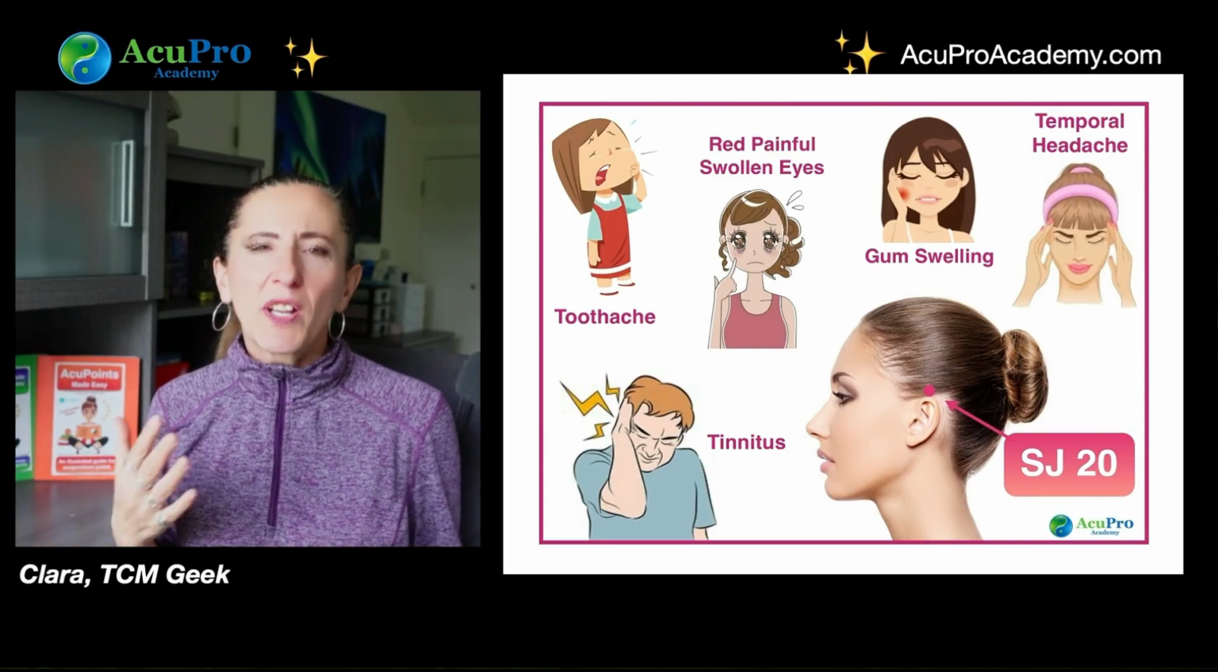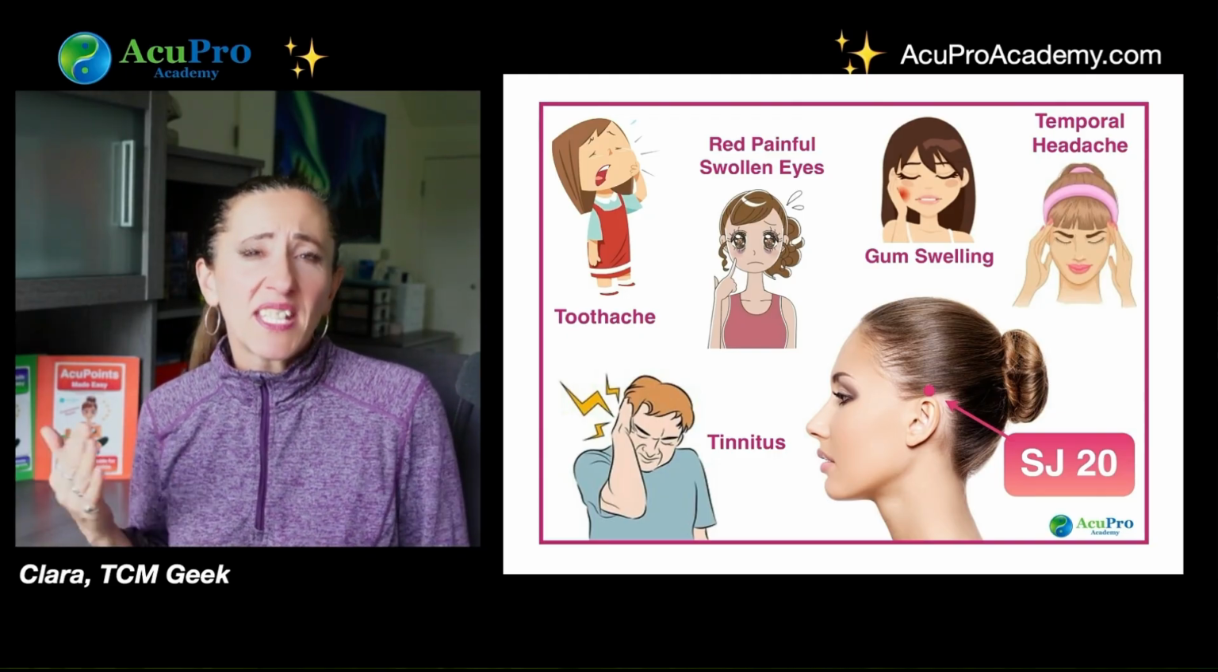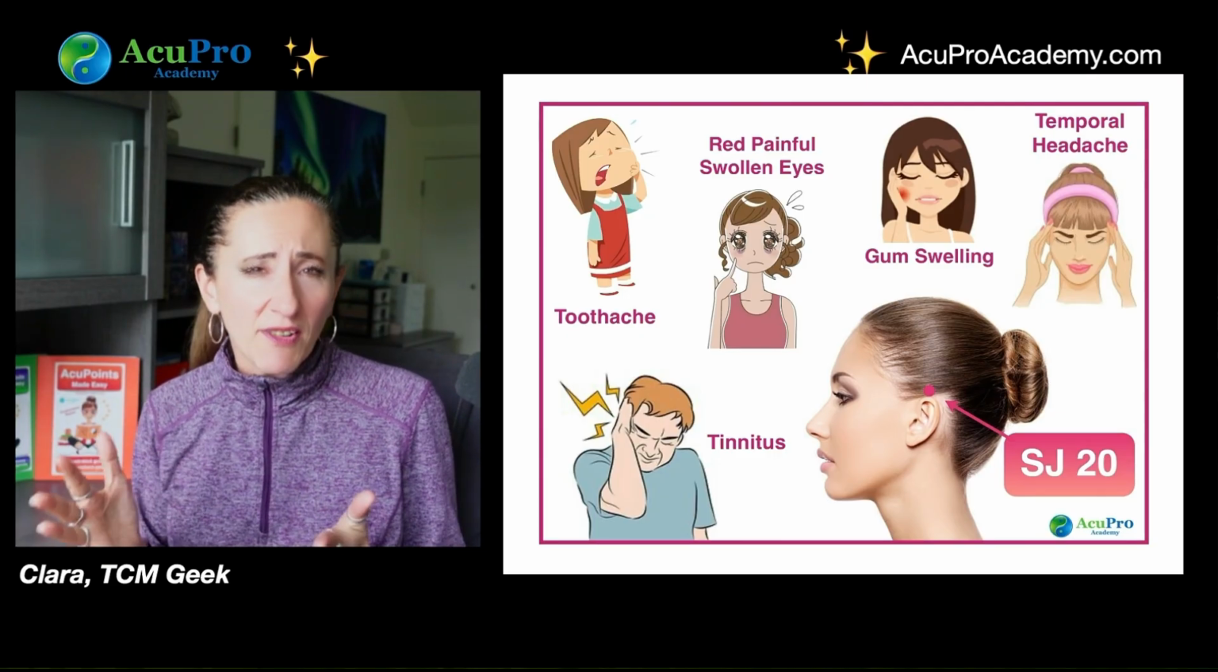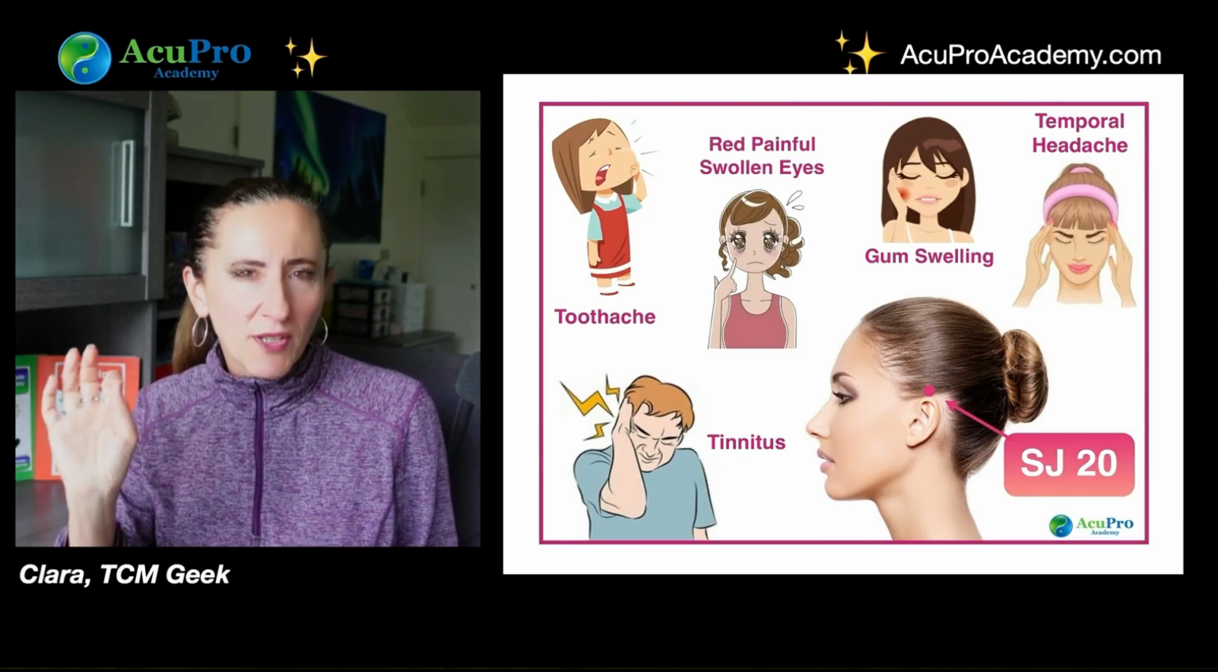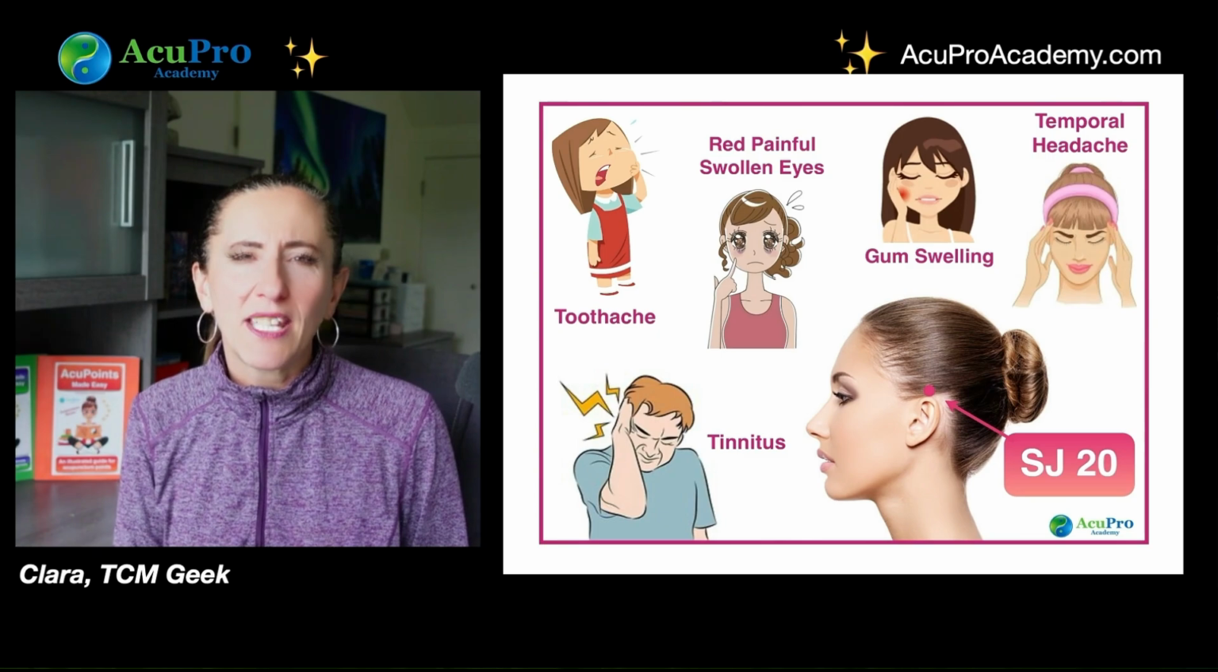How would I know which one to use between San Jiao 17, 18, 19, 20? Because they really are similar in function. I would palpate with the patient and see which one is most tender. That's the one that I would needle for sure.